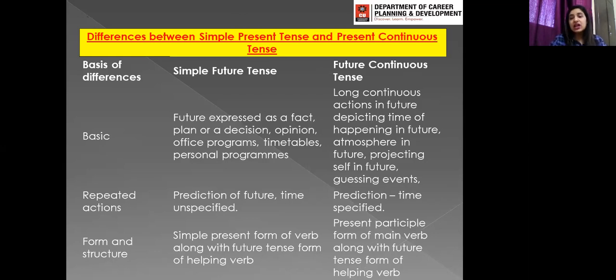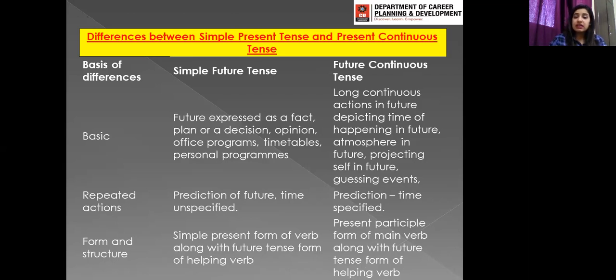So, she will do her homework. This is spoken in the simple future tense. In the future continuous tense, it is the present participle form of the main verb plus the future tense of the helping verb. So, she will be making an aeroplane. She will be doing her homework. This includes the will be as well as the ing form of the verb.